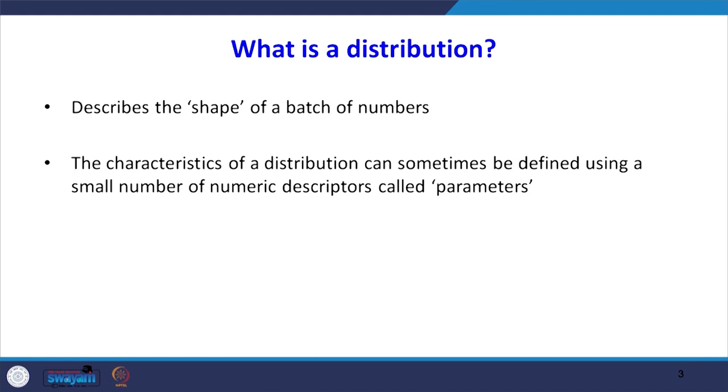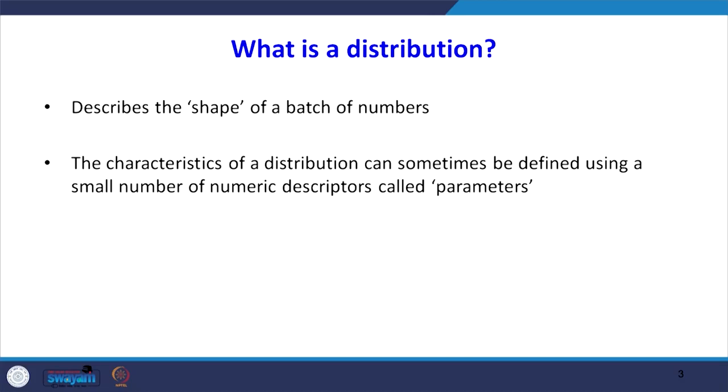First of all, what is distribution? What is the purpose of studying the distribution? The distribution describes the shape of a batch of numbers, that is the meaning of distribution. Suppose a set of numbers is there, you want to show what shape it follows. If it is bell shaped we can call it a normal distribution. If it is forming a rectangular shape we can call it a uniform distribution. Like this, it describes the shape of a batch of numbers.